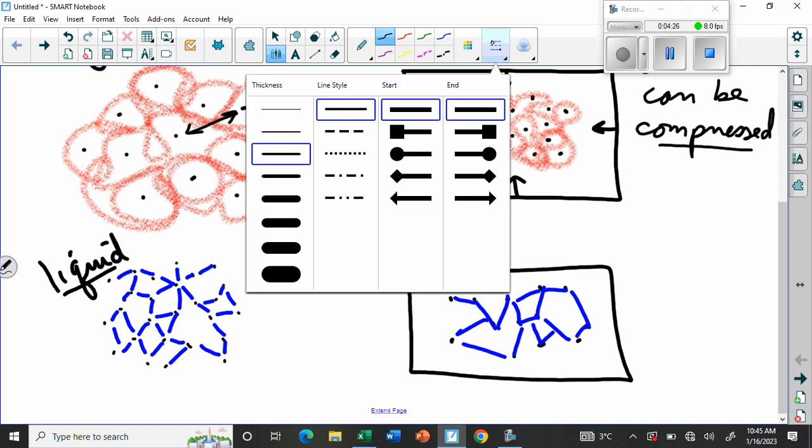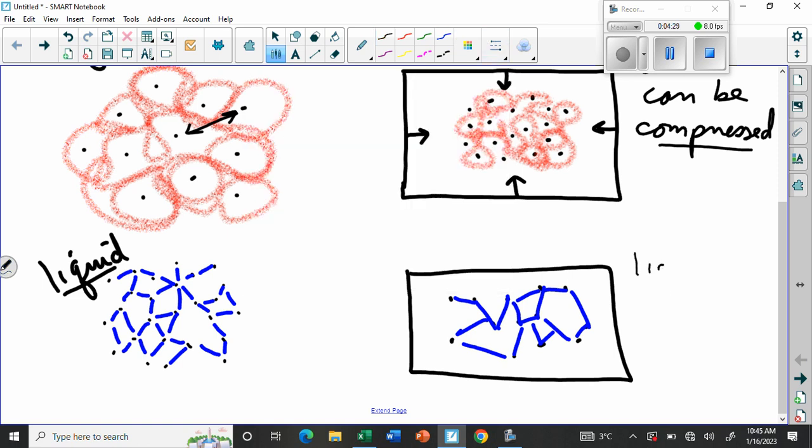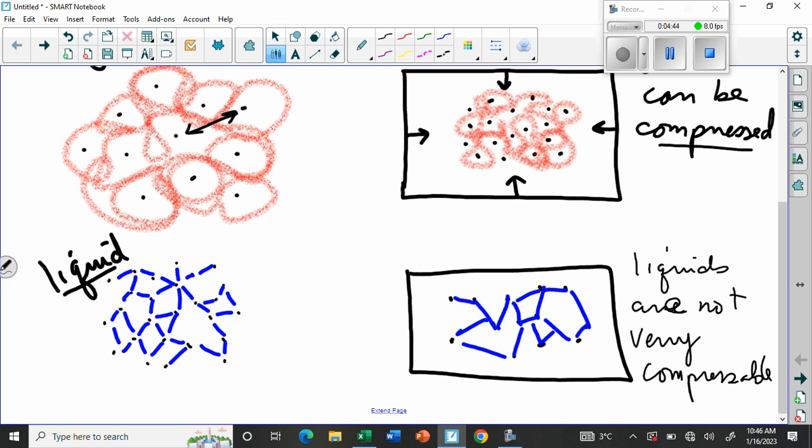So let's write that liquids are not very compressible. It's very hard to make a liquid compress. Now, that doesn't mean you can't put it under pressure. You can still put a liquid under pressure.